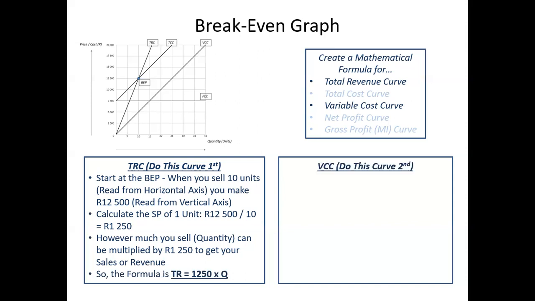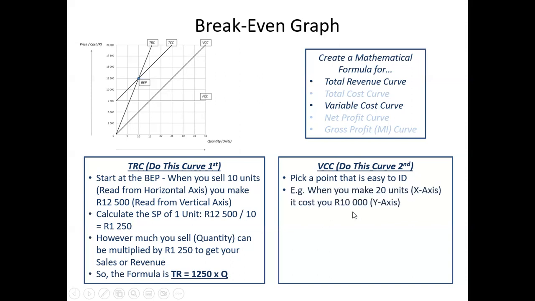Next one is our variable cost curve, the one that we are doing second. And we pick a point that is easy to identify on this curve. And now remember, we are talking about this curve now. So I picked a point at 20 units because I can easily see that when I am making 20 units, I have a variable cost of 10,000, and those were just nice round numbers to use.